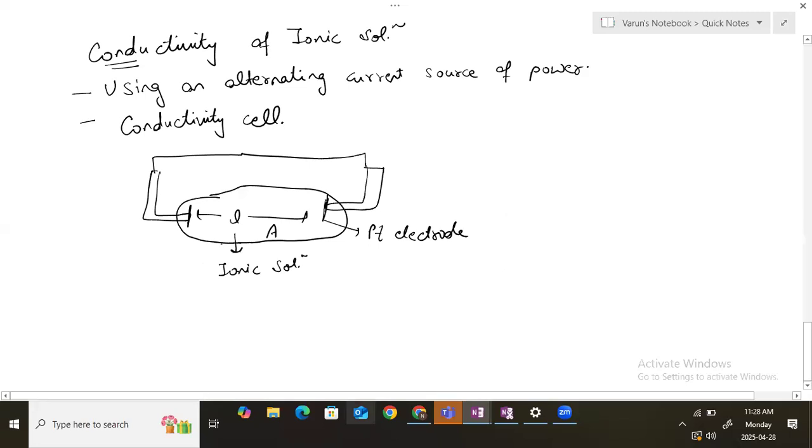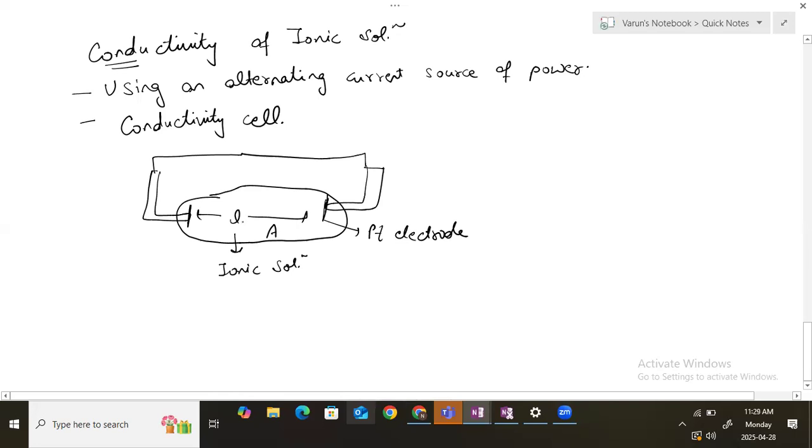Okay. It is basically the glass tube in which we have placed the platinum electrodes on both the sides connected by a wire. This glass tube is having the length as L and area of cross section as A. And we have placed the ionic solution in that glass tube whose conductivity is to be calculated. Got it?